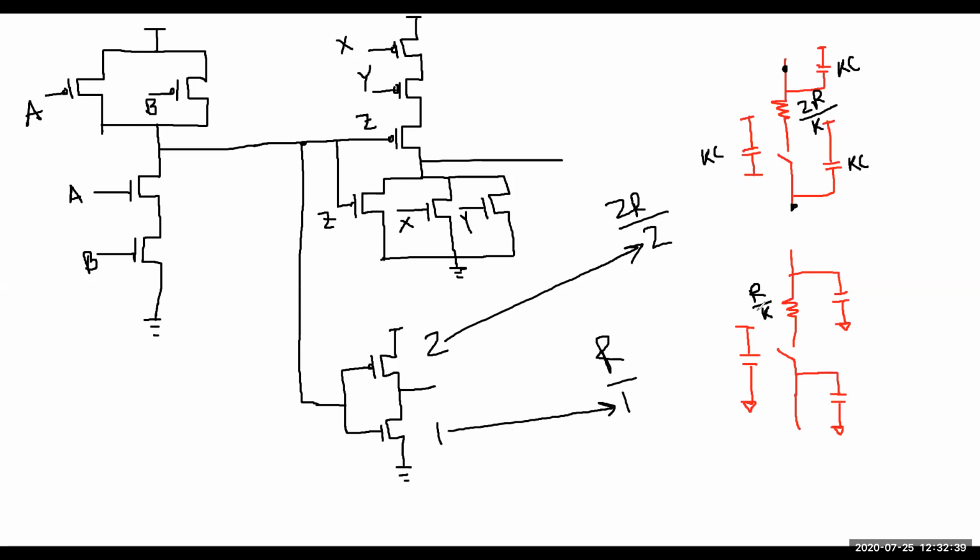Understood? So eventually they become R. Eventually these become R. So their resistance becomes equal. So their current will be equal. That's why sizing needs to be double for PMOS and half for NMOS, so that the resistance becomes equal. Understand? Okay.